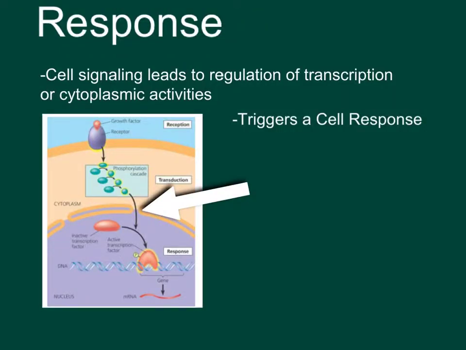Response. A response in cell signaling leads to a regulation of transcription or cytoplasmic activities. So basically, it is the reaction to an action. And this occurs in the nucleus, so after the receptors receive it, it goes through transduction and then goes through the nucleus to DNA, where a gene from the DNA converts into mRNA, which then forms a reaction.